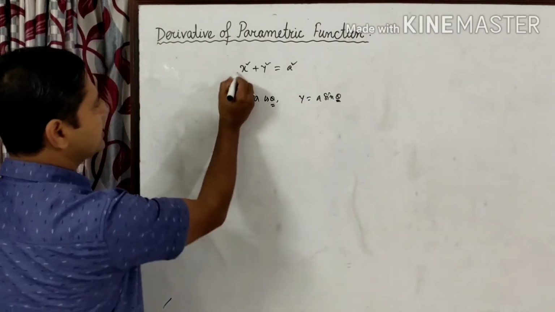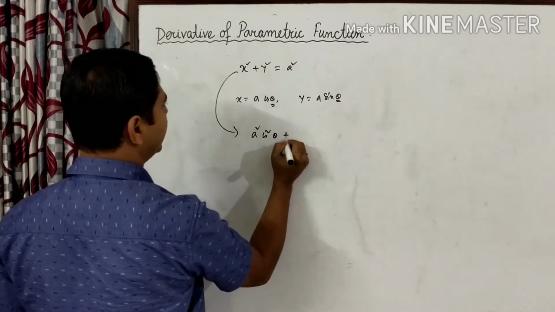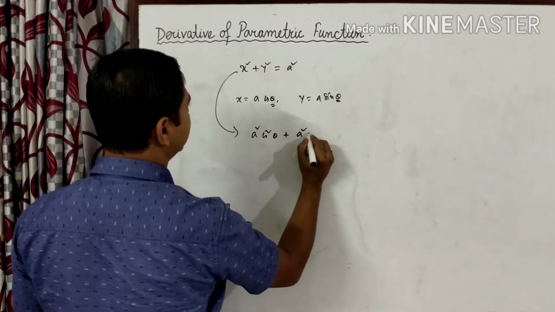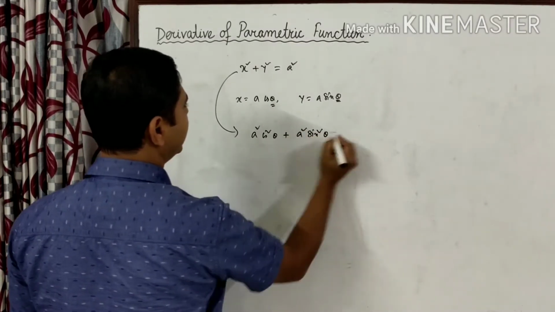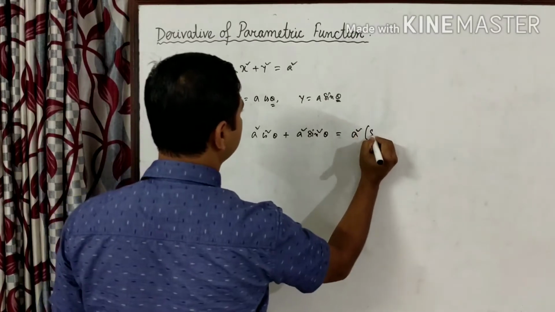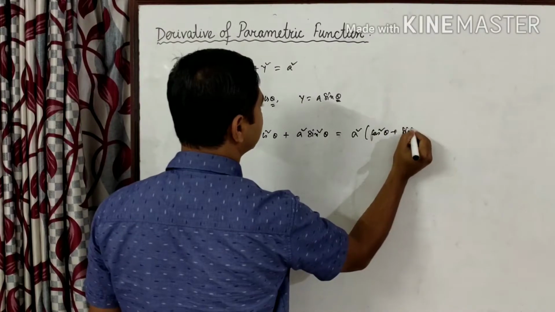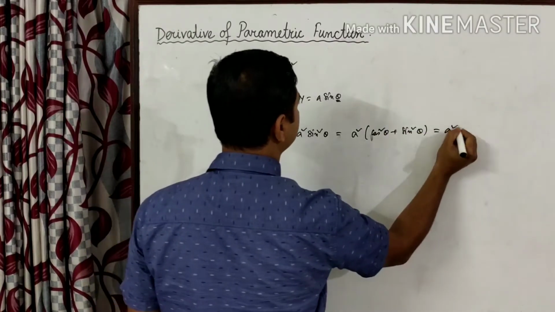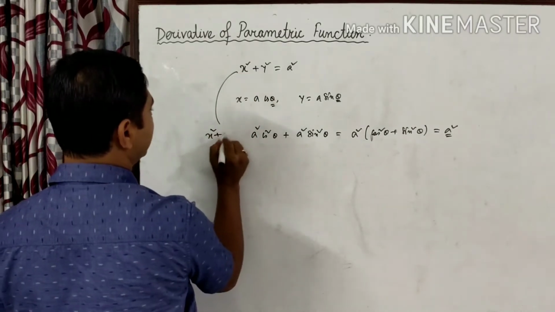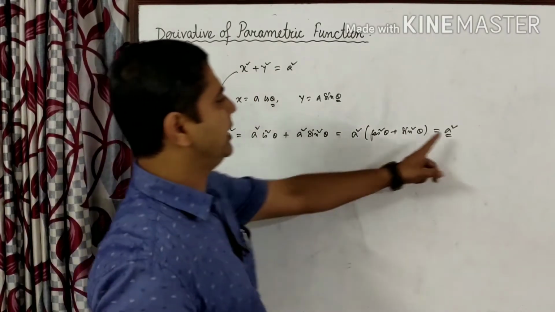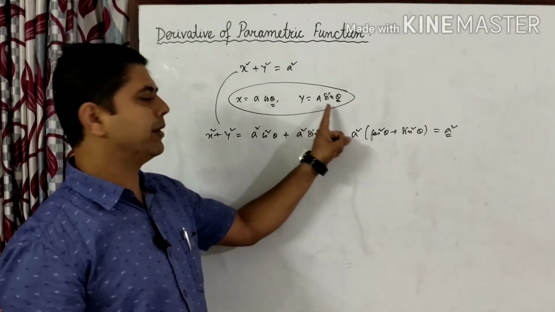Putting these values in this format, what do you get? x square equals a square cos square theta, and y square equals a square sin square theta. So x square plus y square is equal to a square into cos square theta plus sin square theta. So finally you have a square. That means from this equation you can write x square plus y square is equal to a square, putting x equal to a cos theta and y equal to a sin theta.